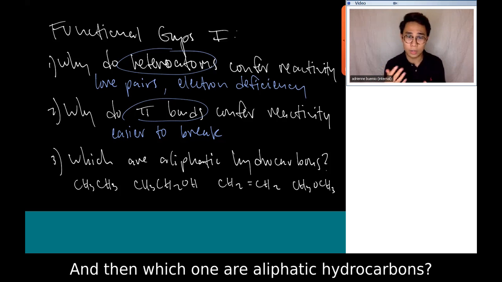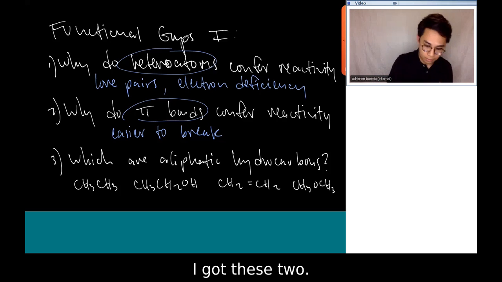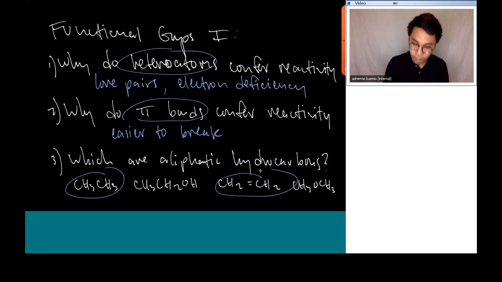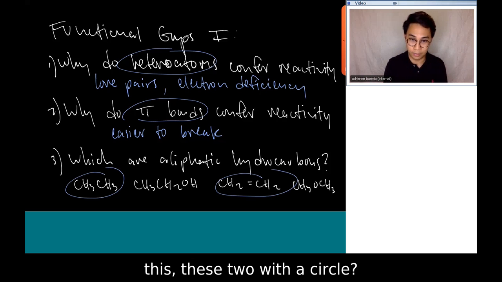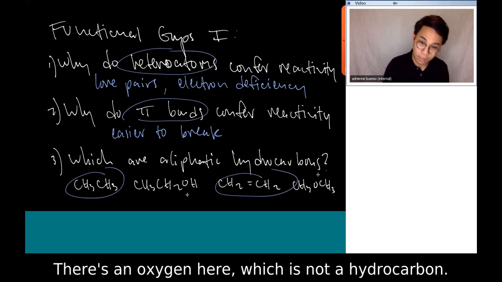And then, which ones are aliphatic hydrocarbons? What do you guys get? I got these two, and right off the bat, why can we cross out these two we didn't circle? Because these aren't hydrocarbons, right? There's an oxygen here, which is not a hydrocarbon. There's an oxygen here, which is not a hydrocarbon.